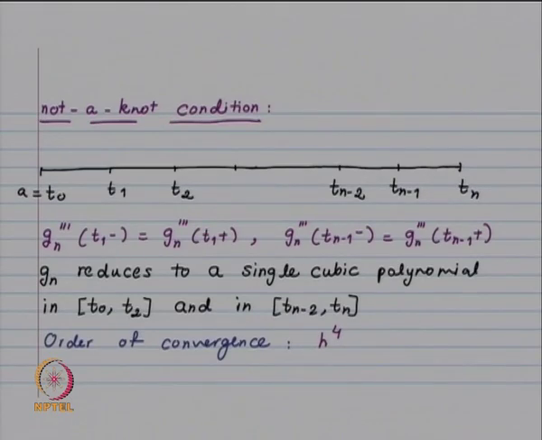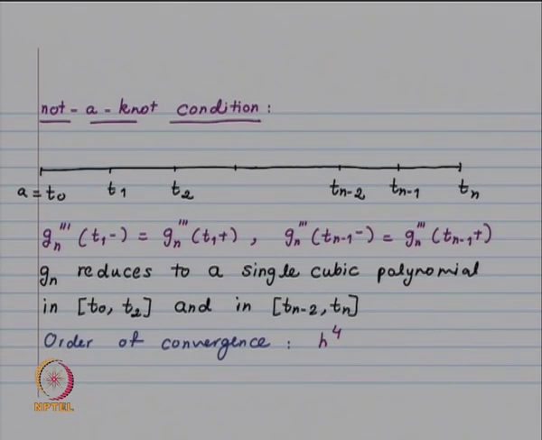So, we look at one more condition which is known as the not a knot condition. In this case what we do is we look at the partition points t 1 and t n minus 1, only two partition points. At these partition points we say that the function should be 3 times continuously differentiable. So, at all other partition points it is only twice differentiable, but at t 1 and t n minus 1 we say that it should be 3 times differentiable.